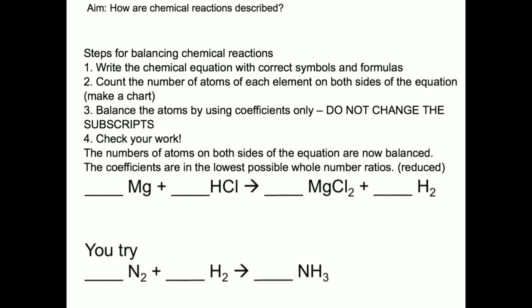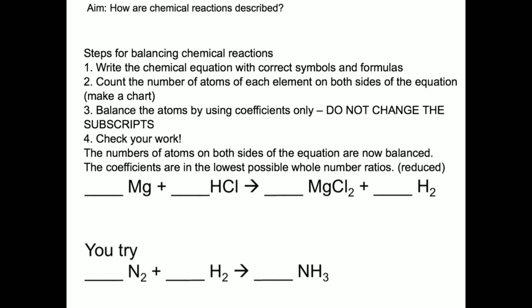Here are the steps to balancing a chemical equation. Balancing chemical equations is difficult and is not straightforward, but using a system, you can do this. So the first thing you want to do is make sure that the chemical equation is written correctly. This step will always be done for you.